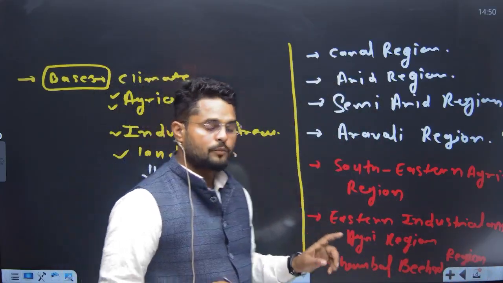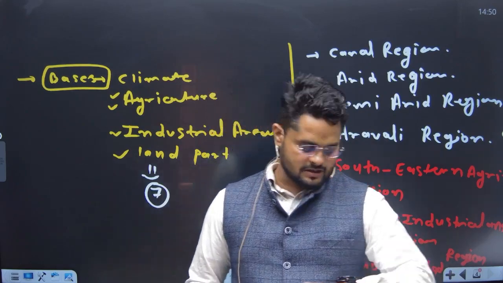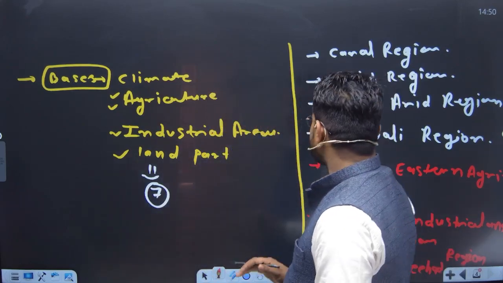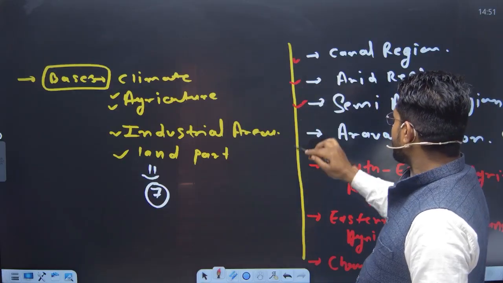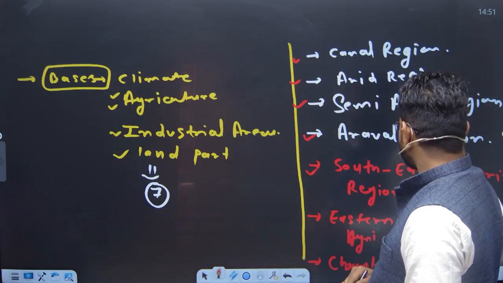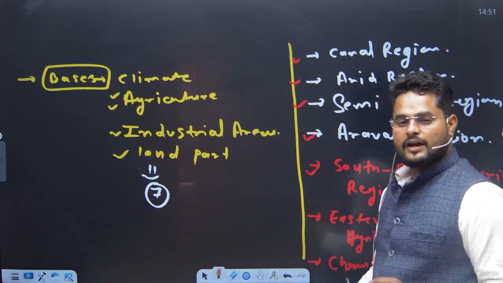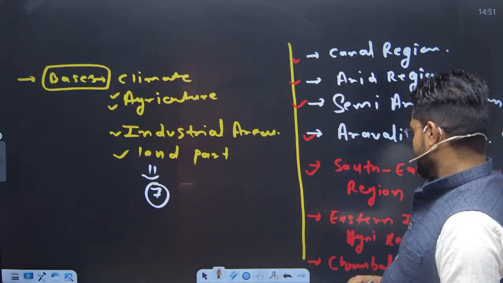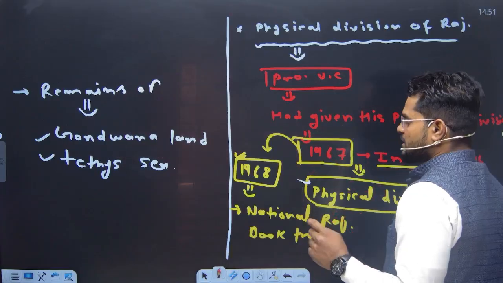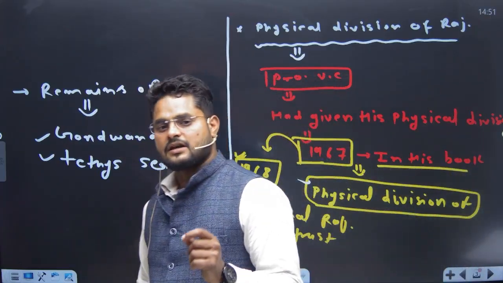So according to Professor V.C. Misra, Rajasthan is divided into 7 physical regions: the canal region, arid region, semi-arid region, Aravalli region, southeastern agriculture region, eastern agriculture and industrial region, and last the Chambal Behead region. So Professor V.C. Misra was the first person to divide Rajasthan physically.